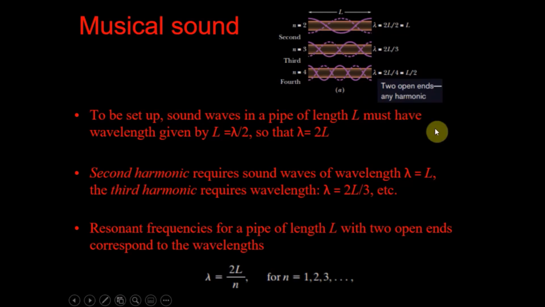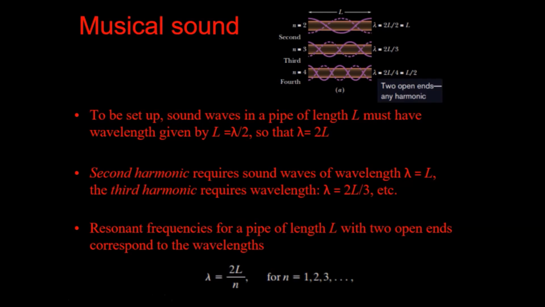So in order to set these up, the sound wave in the pipe of length L has to have a wavelength that's given by L is equal to lambda, the wavelength of the sound, over 2. So that lambda is equal to 2L. Of course, as pointed out here, the second harmonic requires sound waves of wavelength lambda equals L. The third requires a wavelength of lambda equals 2L over 3, etc., for each order.